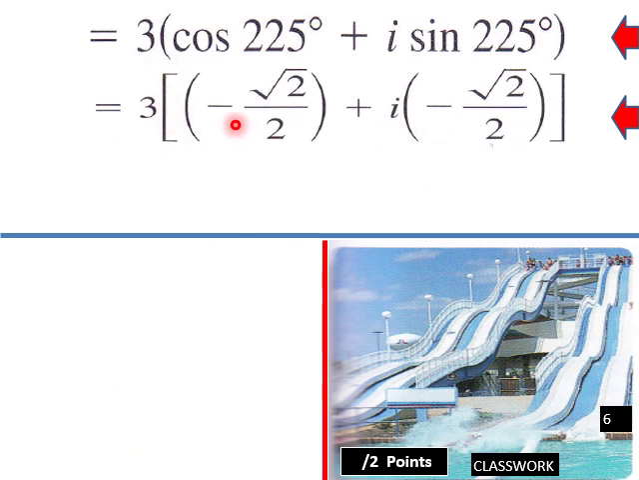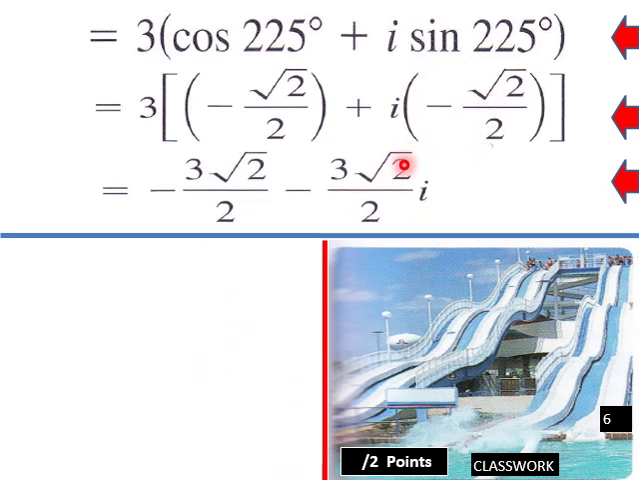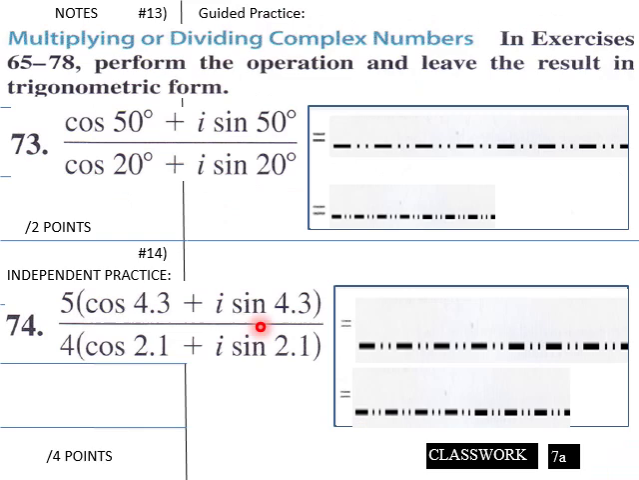And when we put this into exact values, we get 3 times negative radical 2 over 2 plus i times a quantity negative radical 2 over 2. And then when we multiply that out, we get negative 3 times radical 2 over 2 minus 3 times radical 2 over 2 i, which is our solution for that quotient.